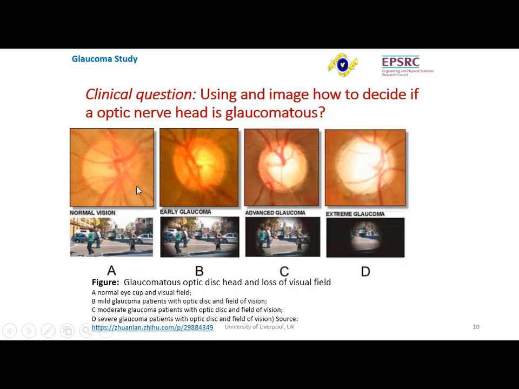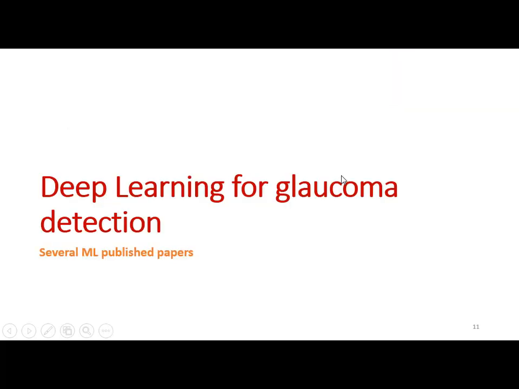Here is an example that I took from this reference, showing four optic discs and also showing the corresponding vision. The person here is an illustration of extreme glaucoma, where the peripheral vision is lost. And the question is, can we actually use these images to say whether they are glaucomatous or not? So when we look into the literature, there is a very big interest in detecting glaucoma, obviously, because it is the second most important cause of vision loss worldwide.